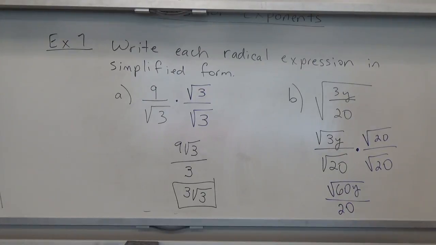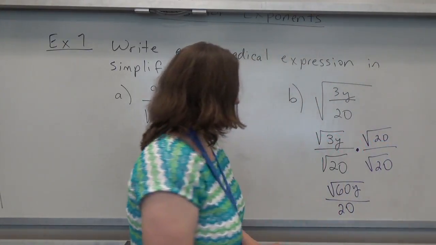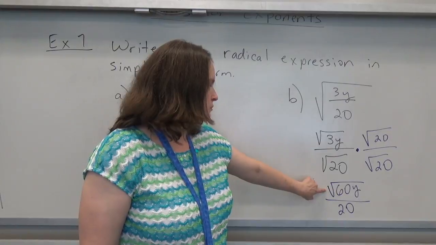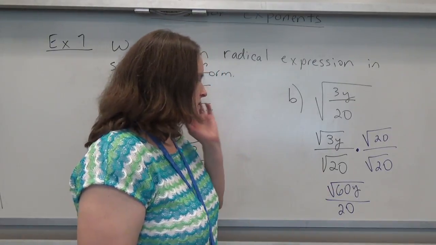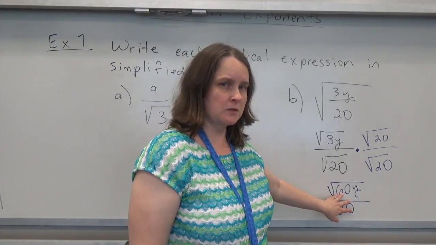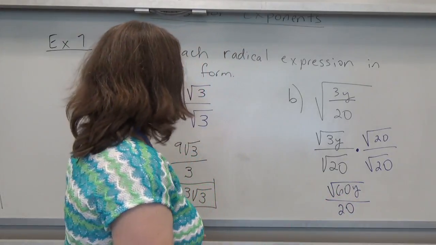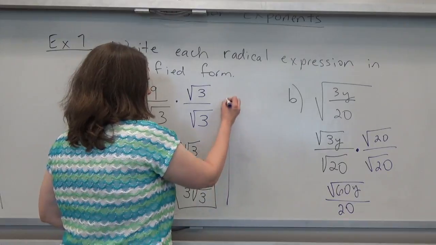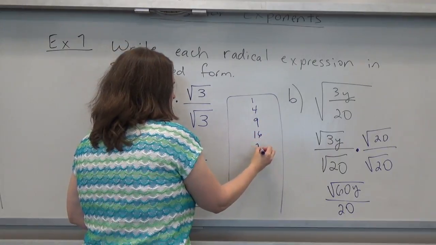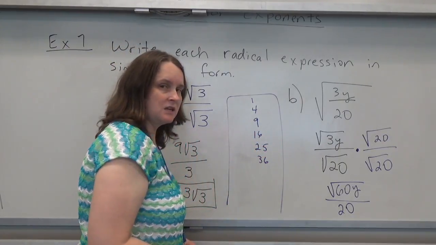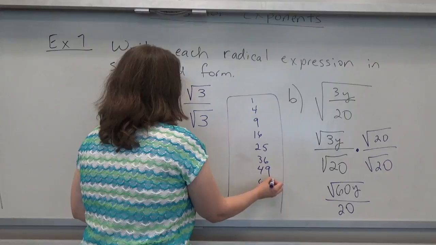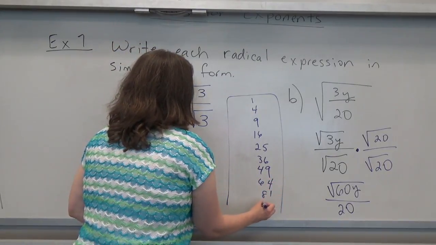I do need to make sure that this is in simplest form. So to put this in the simplest form, I first need to think about what can I do to simplify this radical in the numerator. Is there a way that I can write 60 so that it includes a perfect square? What do I mean by a perfect square? Well, just to make sure everybody's on the same page, perfect squares will be numbers like 1, 4, 9, 16, 25, 36. You could probably continue this list on your own. 7 squared is 49. 8 squared is 64. 9 squared is 81. 10 squared is 100.